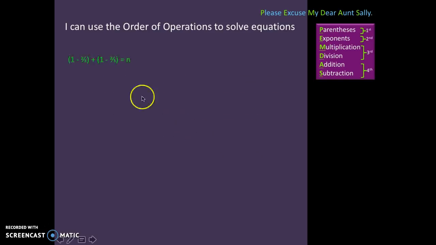All right, let's look at one with some fractions. Again, parentheses first. If I look at this 1 as being 3/3, 3/3 minus 2/3 is 1/3. Over here, I've got the same thing. So now I'm going to have 1/3 plus 1/3. I can add across the top. Remember, my common denominator is left alone. So n in this case equals 2/3.